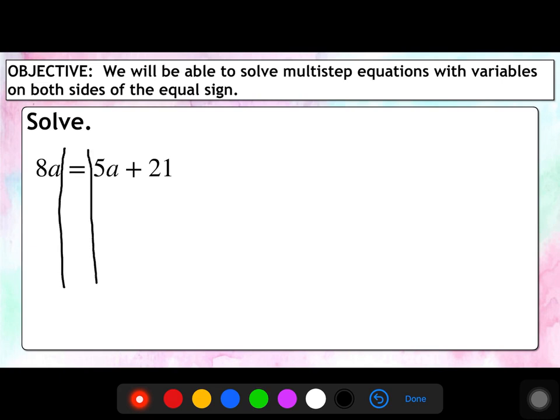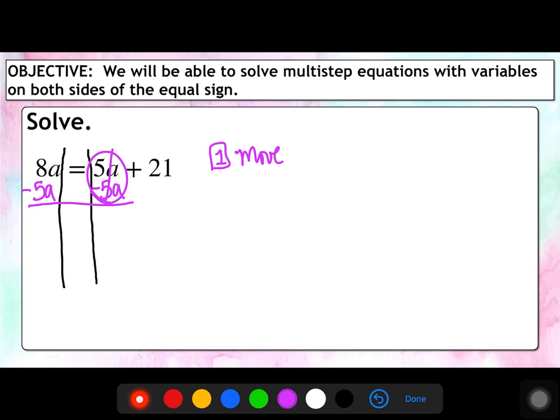So I'm going to put my equal sign wall here. 8a, there's nothing to simplify, so I'm good here. 5a plus 21, there's nothing I need to simplify here. But a's on both sides is not great, so I'm going to take the 5a on the right and move it over to where the 8a is. So we got to do our move. We're going to move. And I'm going to do negative 5a and negative 5a.